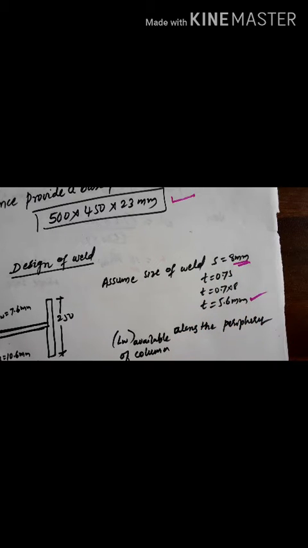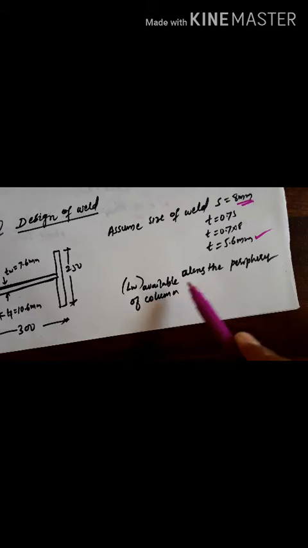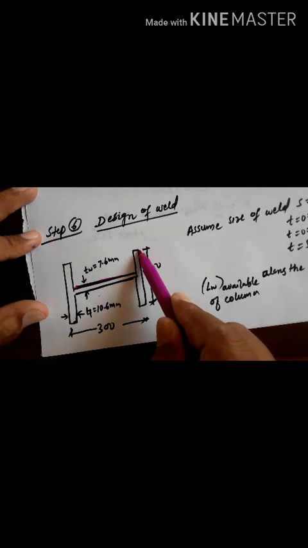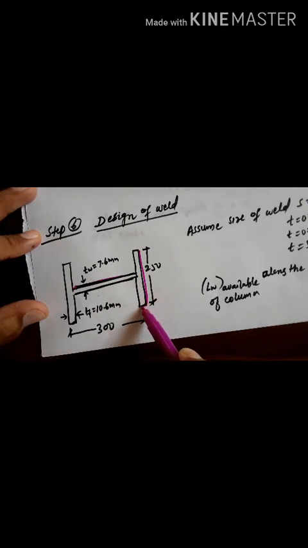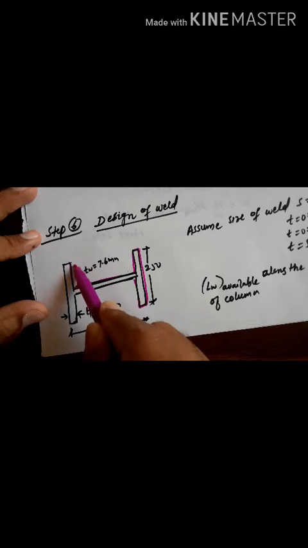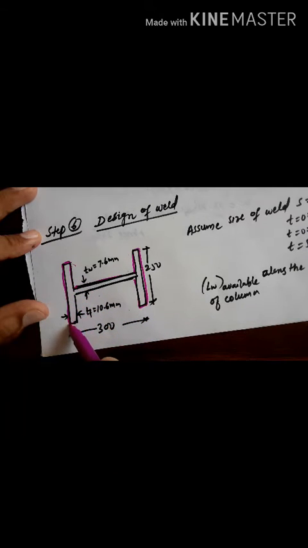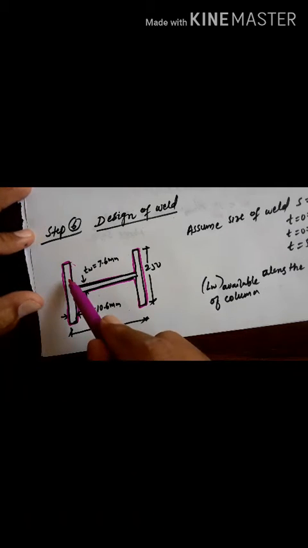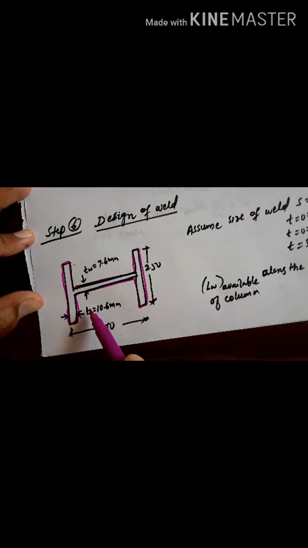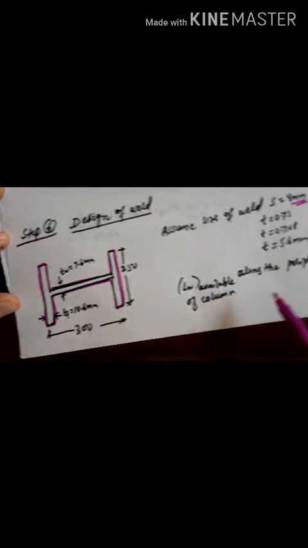Then calculate the thickness. Then what is the length of the weld available along the periphery? Means here I do weld, then here welding, then here like this, like this, like this. This is the periphery. So how much length is available along the periphery of the section? First I need to calculate the available length, then what is the required length I need to calculate.